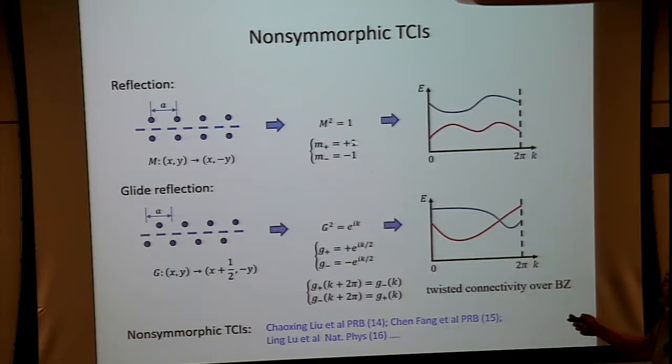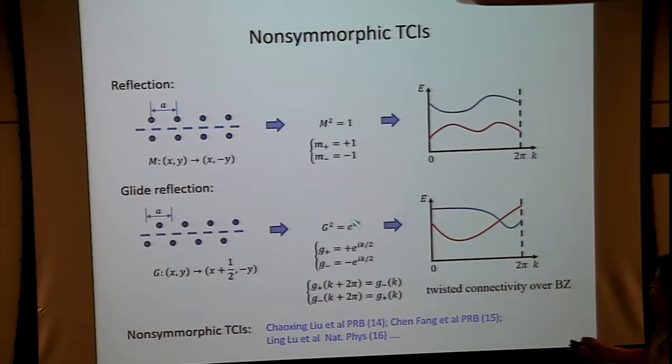So the same happens for glide symmetry, but the eigenvalues of the glide reflection are actually very interesting. They depend in a very non-trivial way on the momentum along the x direction. The reason is that if I do glide reflection twice, we end up with a full translation. This is the difference between symmorphic and non-symmorphic symmetries. For symmorphic symmetries, point group symmetries like reflection, if we do it twice, we get back to the identity operator. But here, doing the reflection twice, we get a full lattice translation.